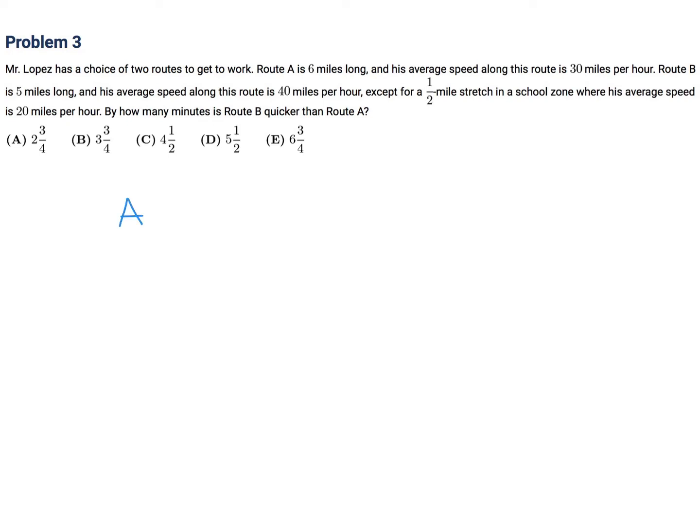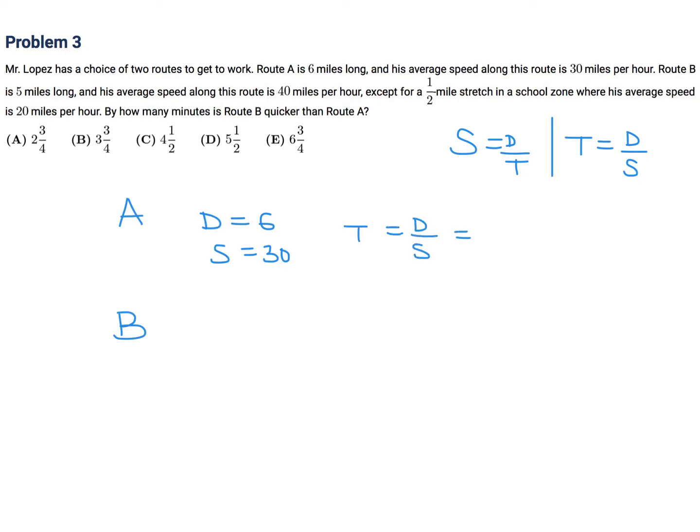Okay, so we have Route A and Route B. And speed is equal to distance over time, the standard formula, or any variation of that formula, such as time is equal to distance over speed. So in the first scenario, we have the distance is 6 and the speed is 30. Therefore, the time would be distance over speed, which is 6 over 30, which is 1 over 5. And remember, this is in hours, so that would be 12 minutes. Okay, the next route is a little bit different.